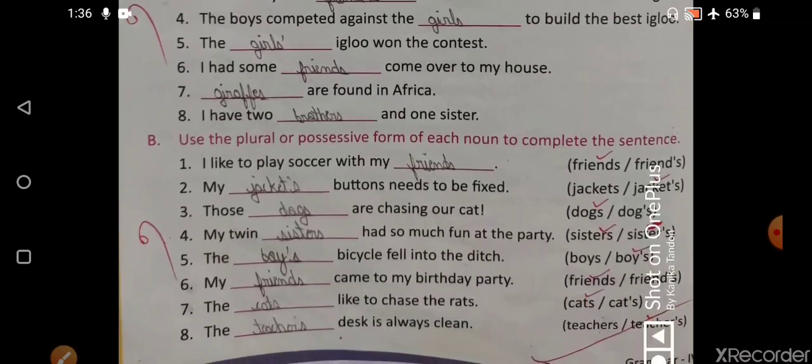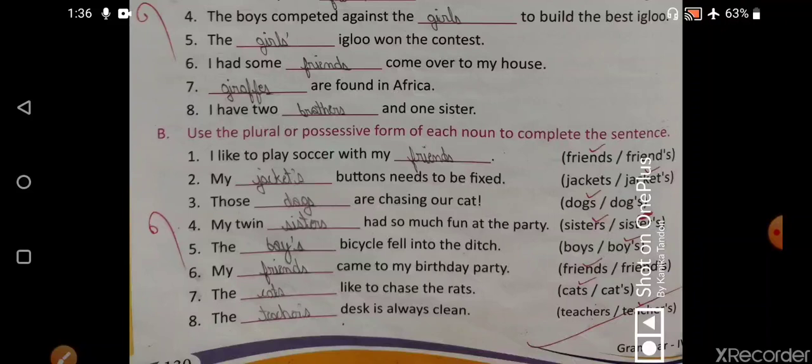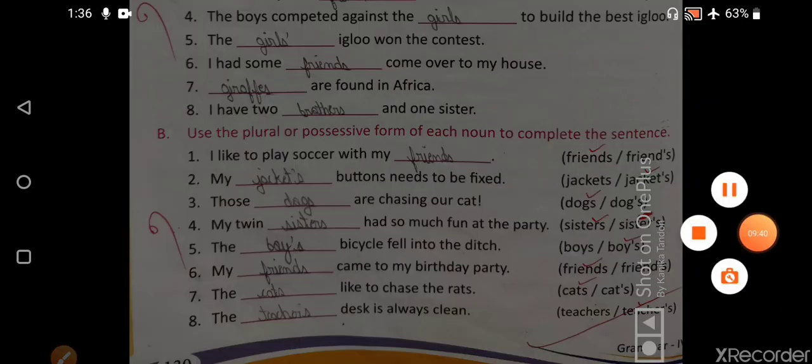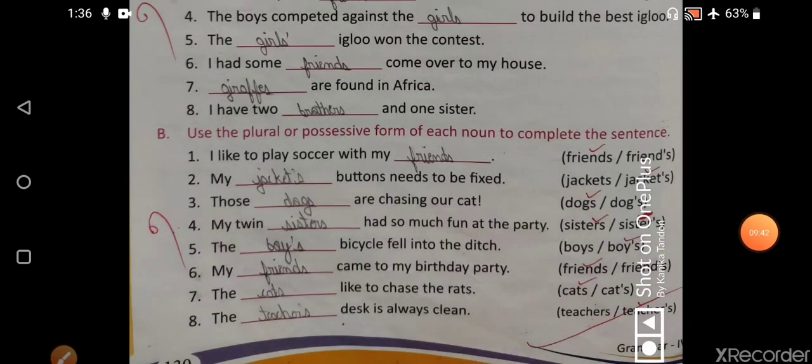Use the plural or possessive form of each noun to complete the sentence. So I like to play soccer with my friends, plural friends. My jacket's button needs to be fixed. Jacket apostrophe S. Those dogs are chasing our cats. Dogs is the plural of dog. My twin sisters had so much fun at the party. The boy's bicycle fell into the ditch. My friends came to my birthday party. The cats like to chase the rats, and the teacher's desk is always clean.